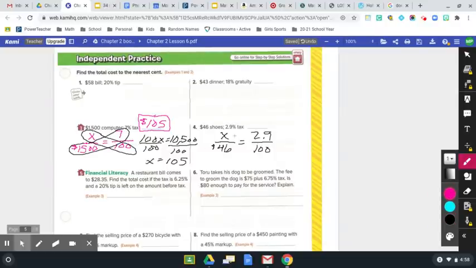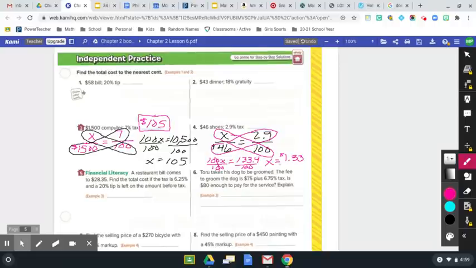Let's cross multiply. 100 times X equals $46 times 2.9. So go ahead and calculate that. And when you do, you should get 133.4. And go ahead and solve it. Divide by 100. X equals, right? And so dividing by 100, move that decimal 2 places to the left.